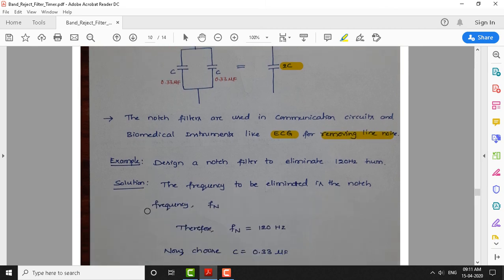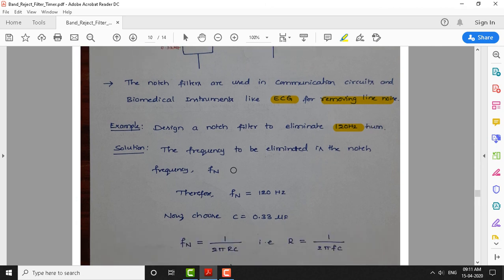Now let us take the filter design example. The problem is to design a notch filter to eliminate a 120 hertz hum. That's a noise basically, that hum we need to remove. So for that we need to design a notch filter, or narrow band reject filter. The frequency to be eliminated is the notch frequency Fn, which is given as 120 hertz.